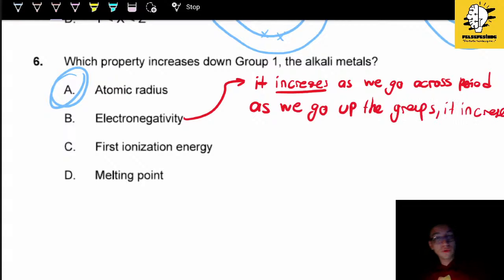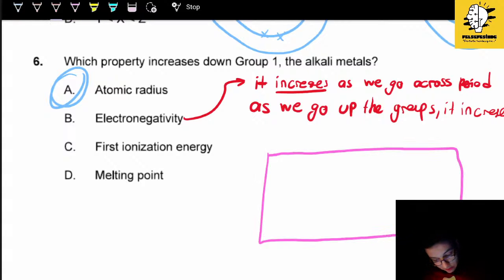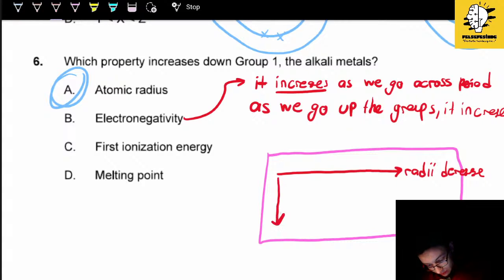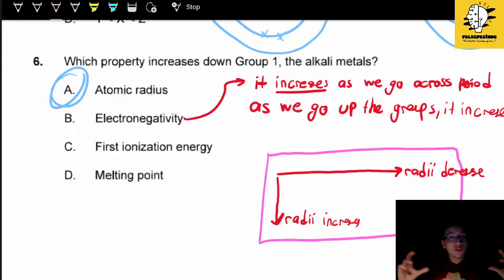It is again for the same situation. As you know, if this is the periodic table, going from left to right, radii decreases, and as we go down the group, radii increases. This down the group thing is because of new energy levels. We have new shells added to this.